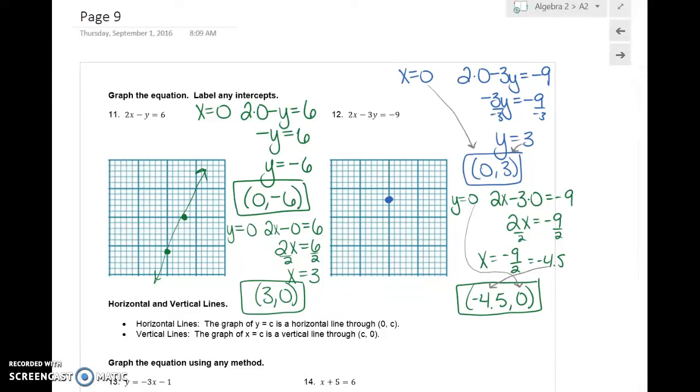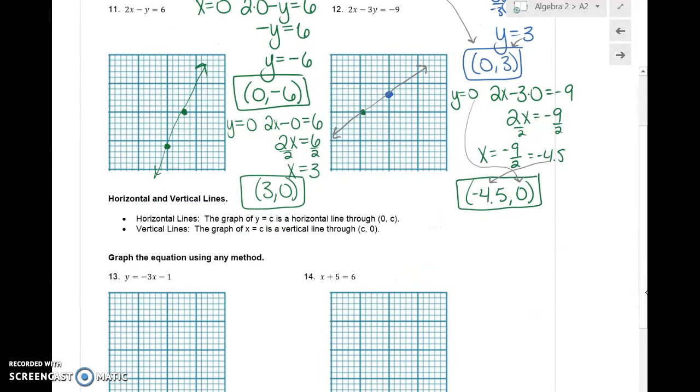Plug 0 into your y. That gives you -9/2. This is one time when changing a fraction to a decimal is definitely in your favor, because it's much easier to plot -4.5 than it is to plot -9/2. And once you have those 2 dots, draw the line in that connects them.